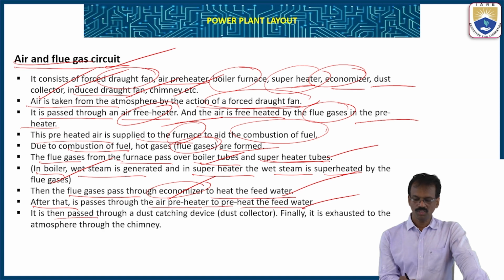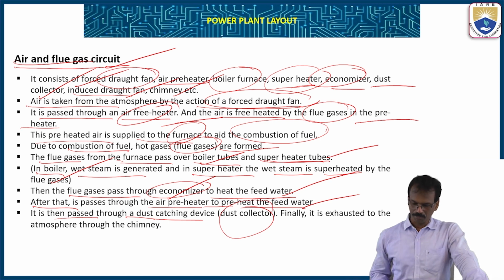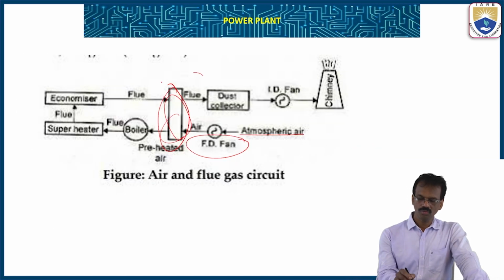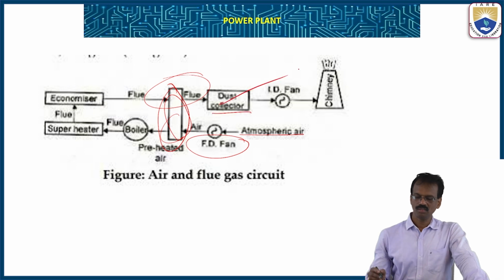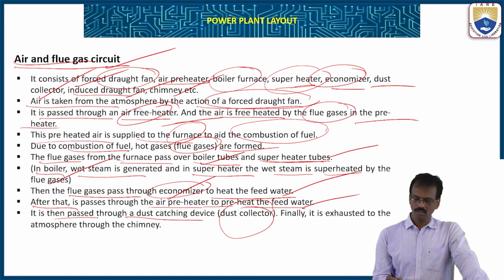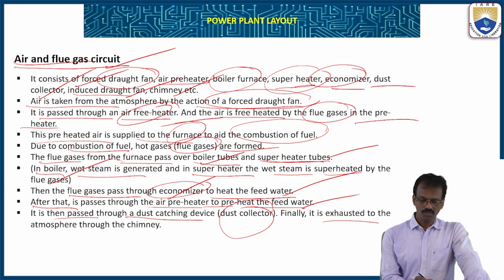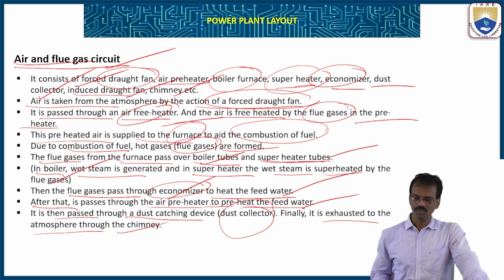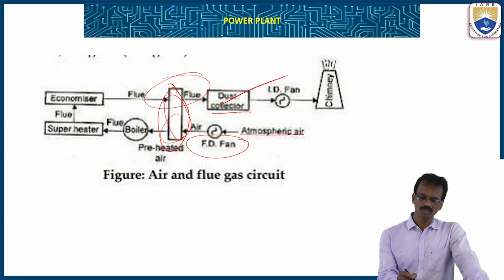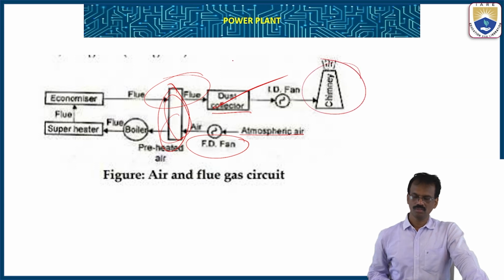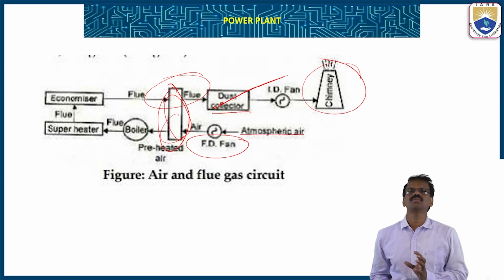It is passed through the dust catching device. It means the dust collector. After this, the flue gases come to the dust collector. After the use of the flue gases, the gases are collected by the dust collector. Through this dust collector, they are sent to the atmosphere with the help of the chimney. So this is the effective use of flue gases.